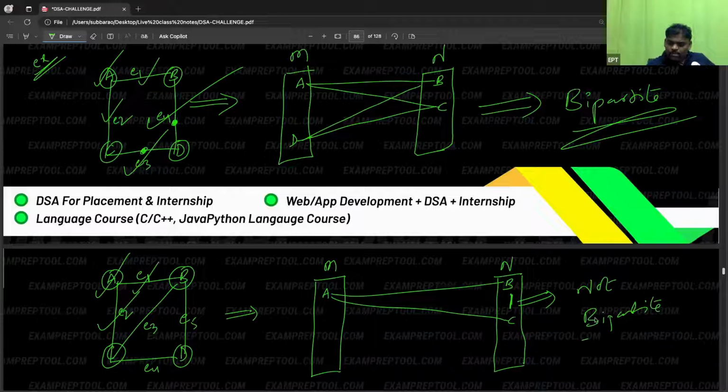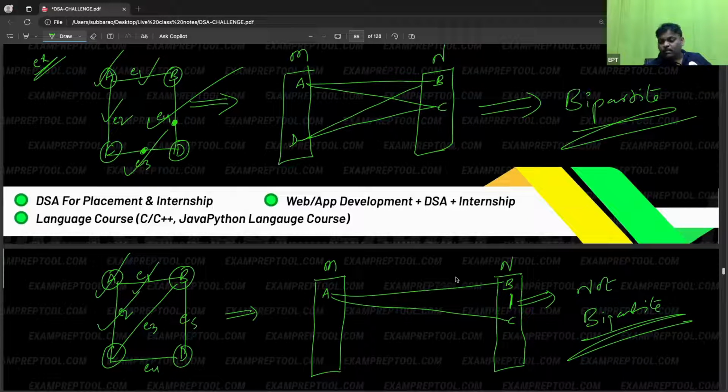Because of this, it is not bipartite. If two people are adjacent, one person will be in the M group and one in the N group. Remember, if two people are adjacent, they cannot be in the same group, right? But unfortunately, B and C are adjacent and they are both in the same group, so it is not bipartite. So this is the bipartite problem, right?